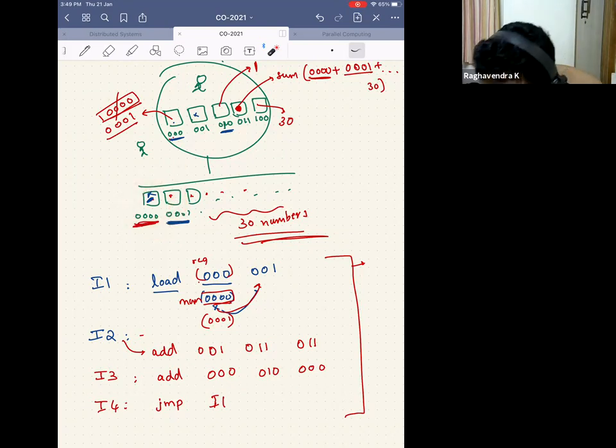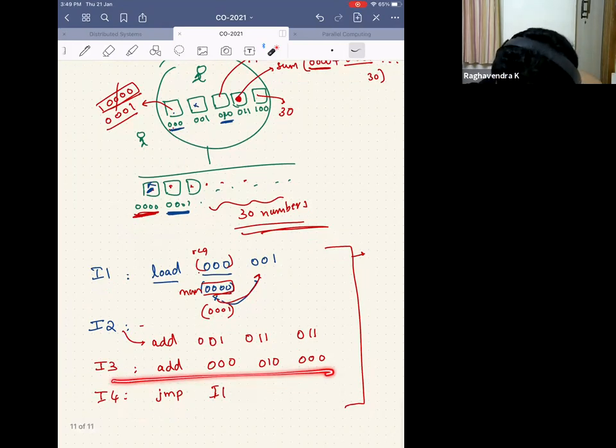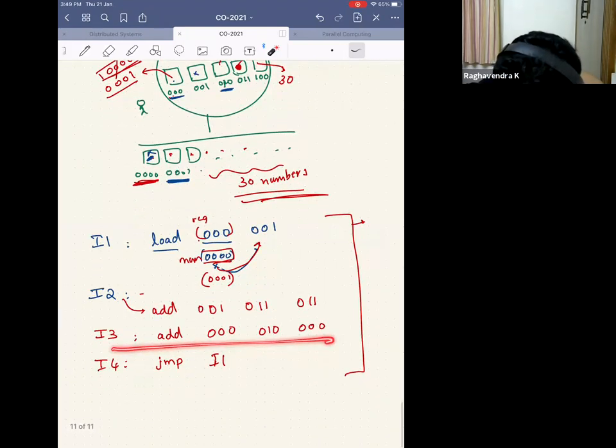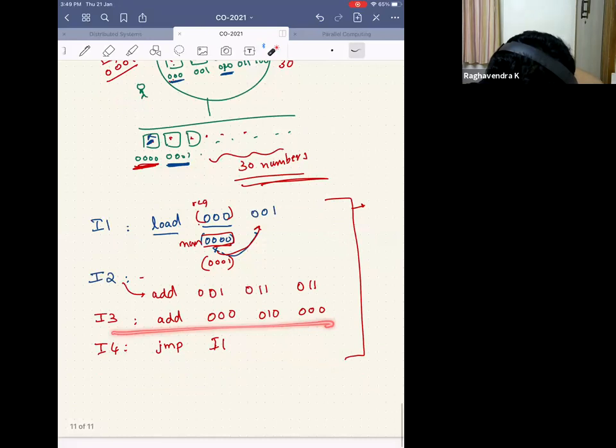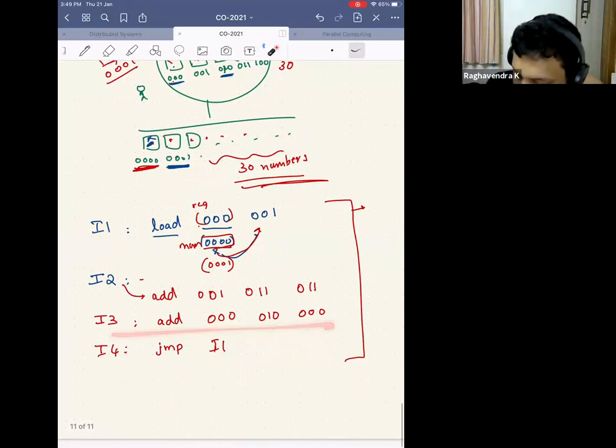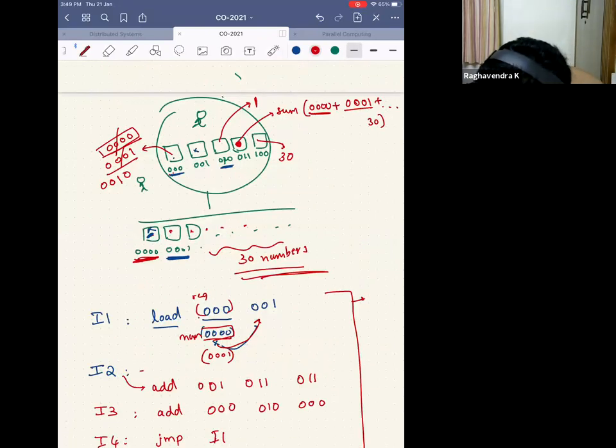Okay, let's assume that we follow. Then again, I do a jump. When I do this, this guy will become 0, 0, 0, 1, 0, 0, 1, 0, because I added this guy with this guy and stored it back in this guy. So this became 0, 0, 1, 0.